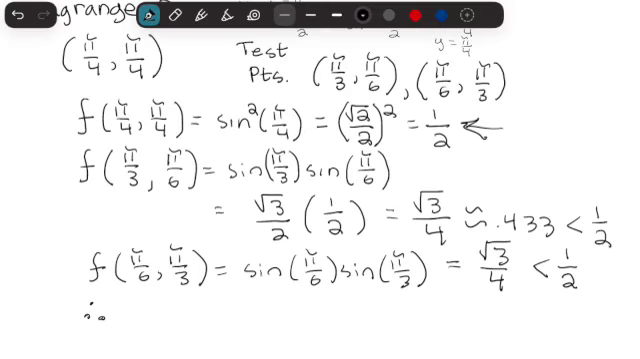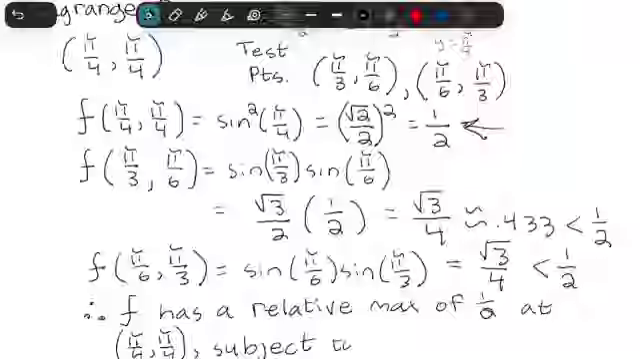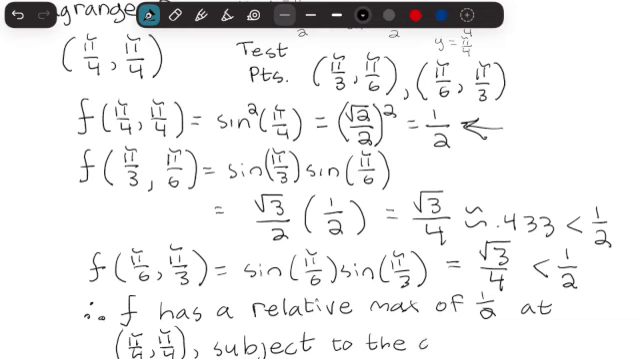So therefore, f has a relative max of 1/2 at pi over 4, comma, pi over 4, subject to the given constraint.